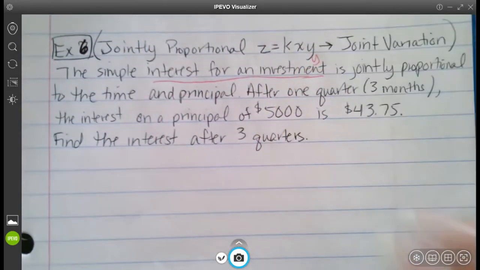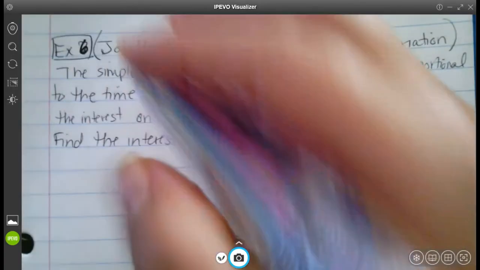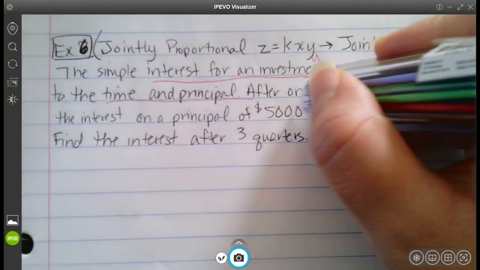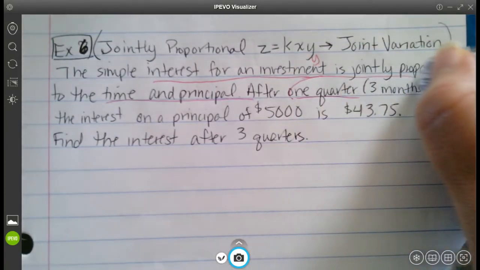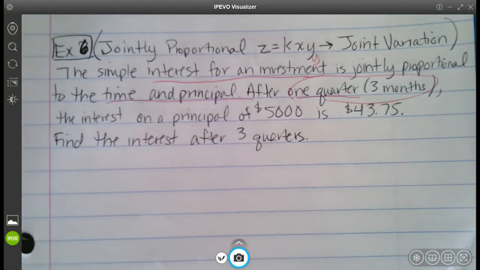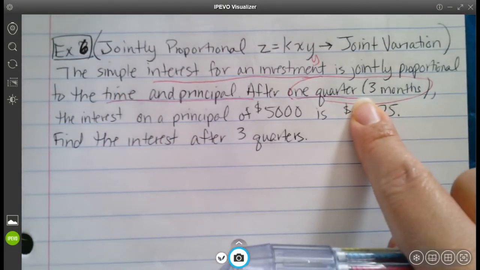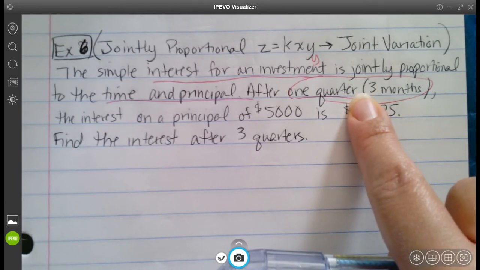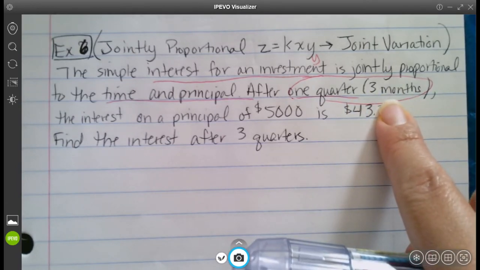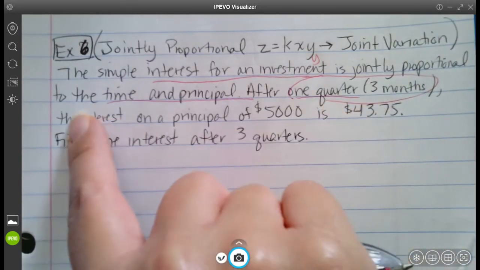Remember, usually the first sentence tells you where to start. And this is directly proportional to the time and principal after 1 quarter. Be careful here, because simple interest has to do with years. So 1 quarter is actually going to be 1/4. Think of it like 3 out of 12 months is the same as 1/4. So be careful with that.